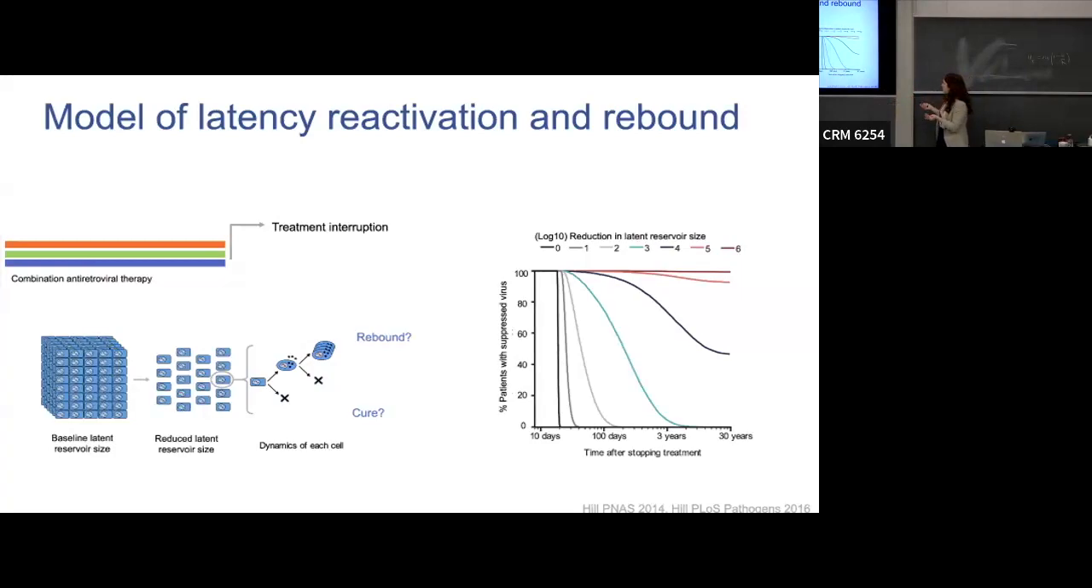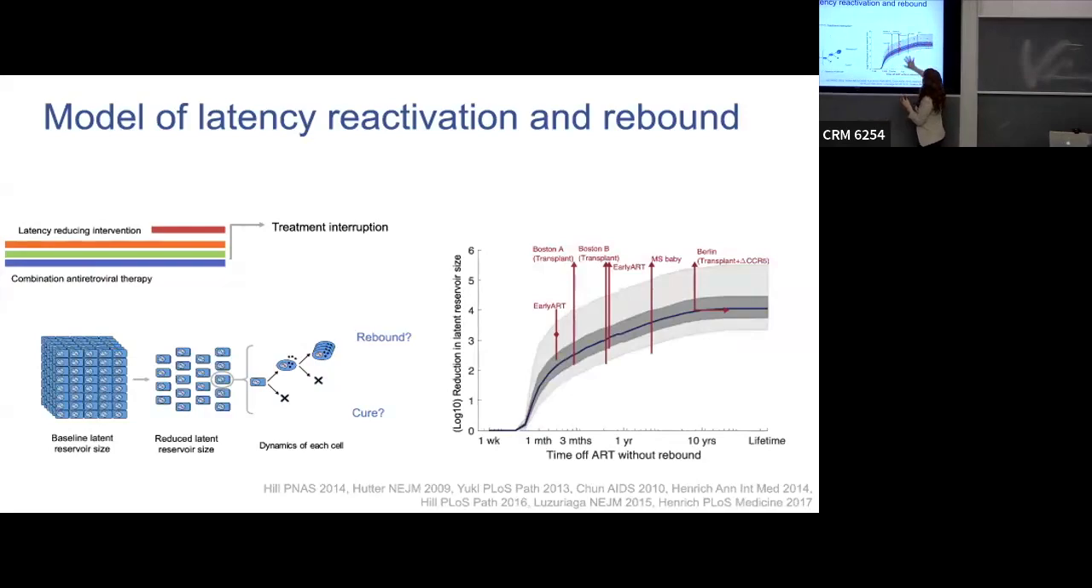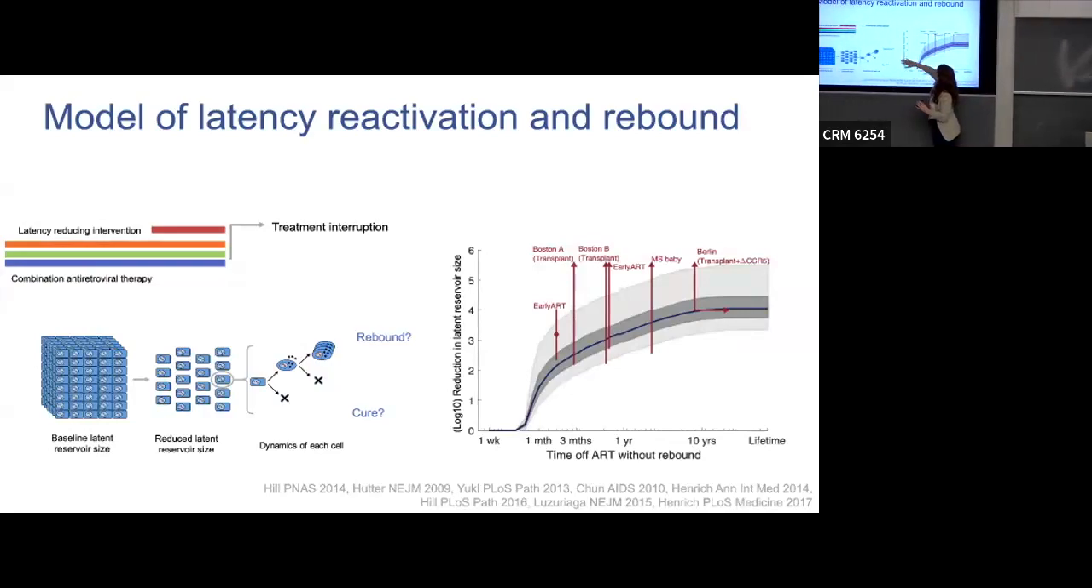When we first suggested this, I think people thought this was a little bit crazy and unlikely, like, oh, the virus is just going to wait around and then 3 years later, you're going to see someone rebound. But actually, this ended up happening a bunch of times. So this is a bit of a weird plot. This shaded area here is basically showing things that the model would suggest are possible for the relationship between how long someone is off their therapy until they rebound and how much you've reduced the reservoir size.